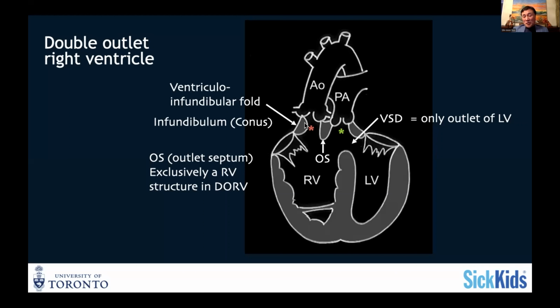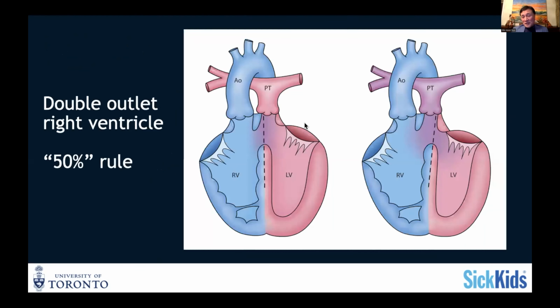Okay. So the ventricular infundibular fold completes the muscular infundibulum. That is the basics of the terminology we frequently use in the pathology of double outlet right ventricle. However, double outlet right ventricle is not simply definable because there is a spectrum. Therefore, we need to have some criteria, which is called the 50% rule.